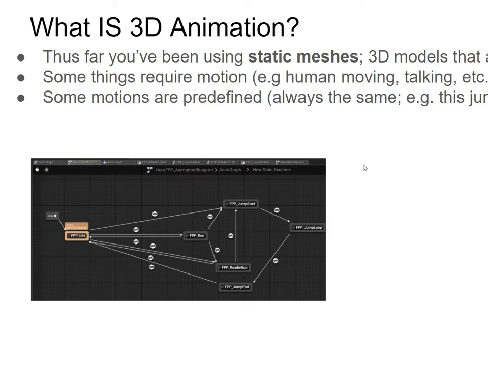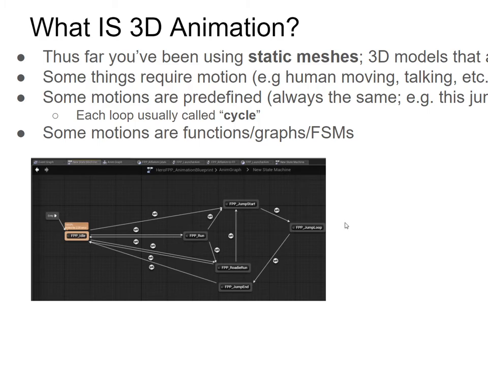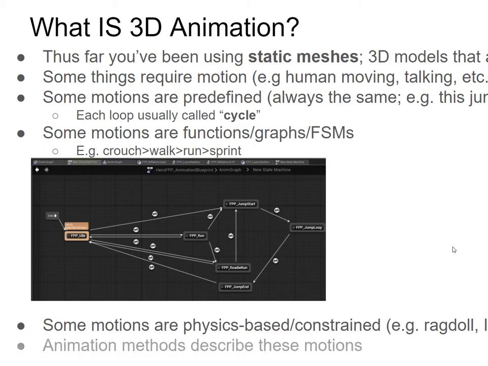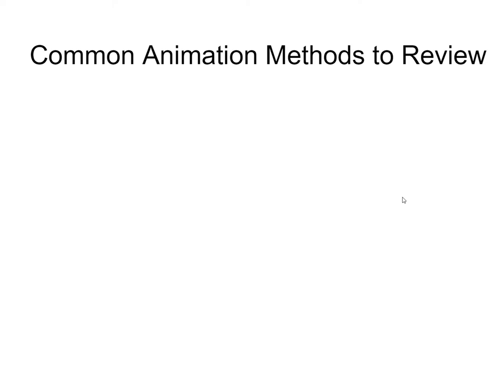In some cases, the motions are totally predefined, like the jump animation here, and this is a cycle. Some of the motions are more complicated, and they require us to describe them with graphs. So if you want to describe crouching, walking, running, sprinting, and so on, you'll need a state machine to smoothly transition between those things. So for example, if you wanted your character to jump, you would need them to go upwards first, then they'll be idle in the air for a second, and then they will fall down. So you need a state machine to describe a smooth transition like that. And some motions are physics constrained, so ragdoll, IK, and so on. And we use animation to describe any of these methods.